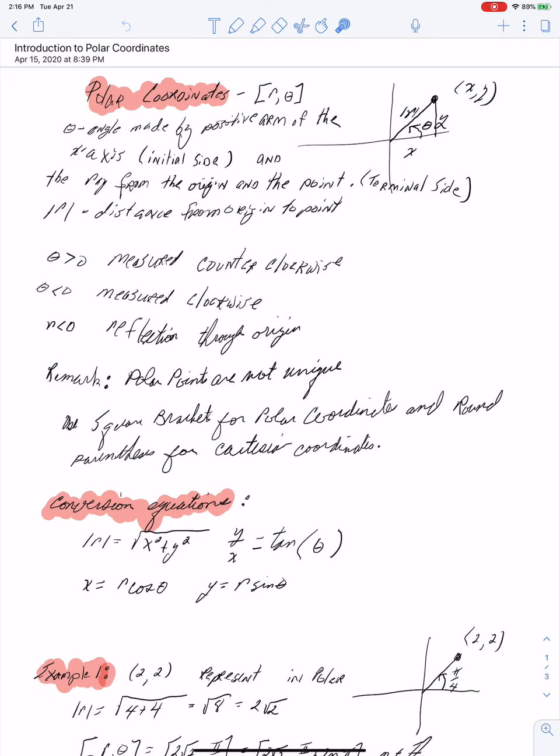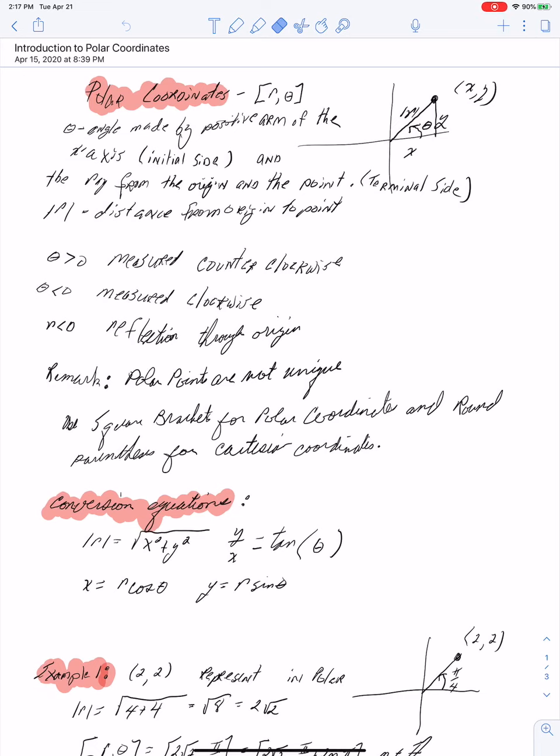Now, if theta is measured counterclockwise, then it's considered to be positive. So counterclockwise would be this way. Now, if it's measured clockwise, then we take theta to be negative. So if I start here and go down this way, I'm going in the negative theta direction. And if r is greater than 0, it's like the picture I have here. But if r is less than 0, then I have to reflect it through the origin. That's what a minus r means.